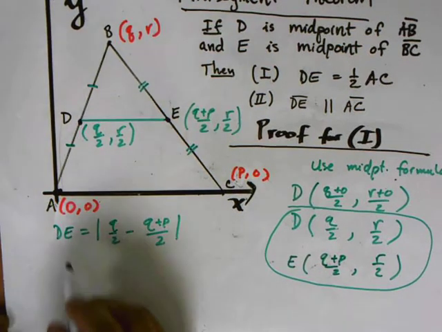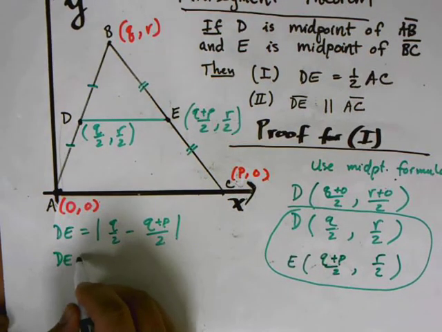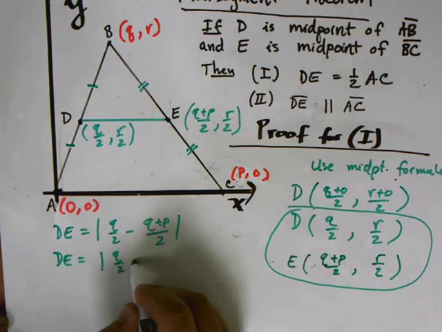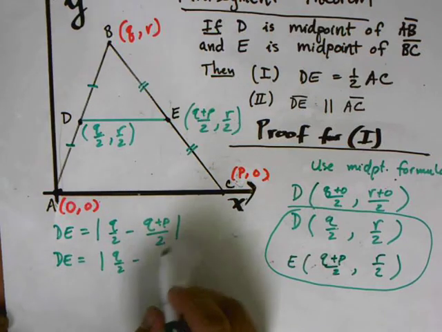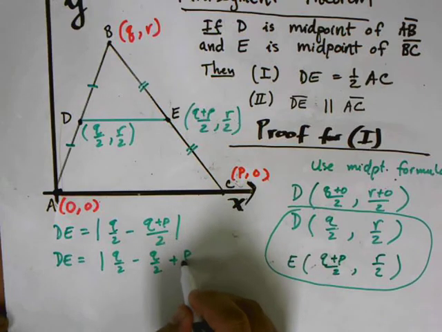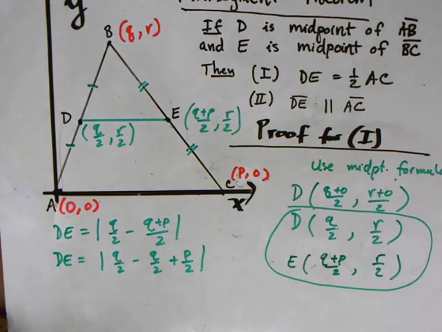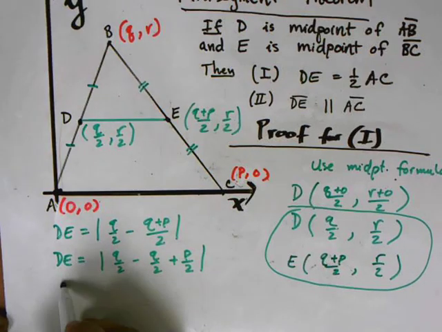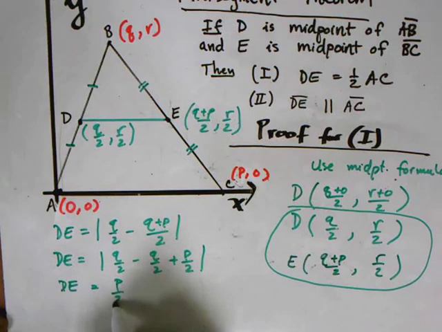Okay. So we'll simplify this a little bit further. This is the absolute value of Q over 2 minus, and I'm going to separate a Q plus P, so it's going to be Q over 2 plus P over 2. Okay? And you can see that the Q over 2 and Q over 2 are going to cancel each other, so the distance between D and E is just P over 2.